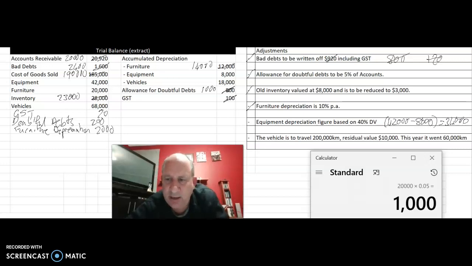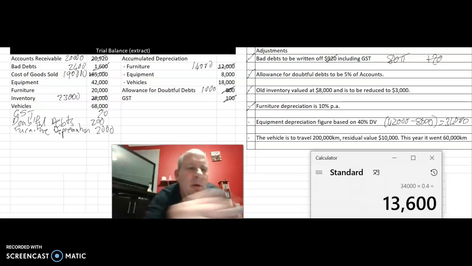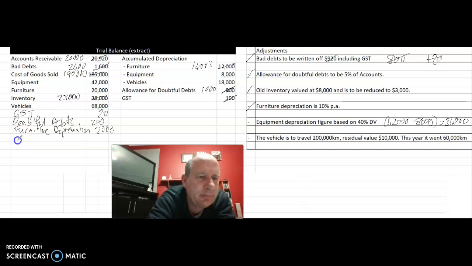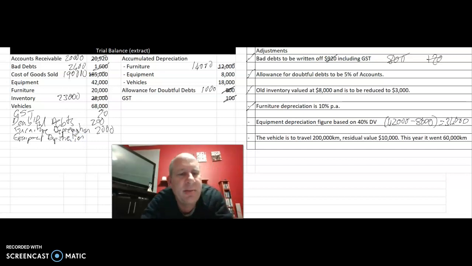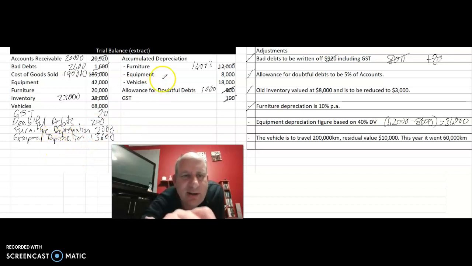And we'll just put that in our calculator. 34,000 times 40%. 13,600. So we're going to write equipment depreciation, 13,600. Hope your writing's better than mine. I write equipment depreciation rather than depreciation on equipment because I don't have the room and it's less words to write, I suppose. And we're going to add it to here as well.